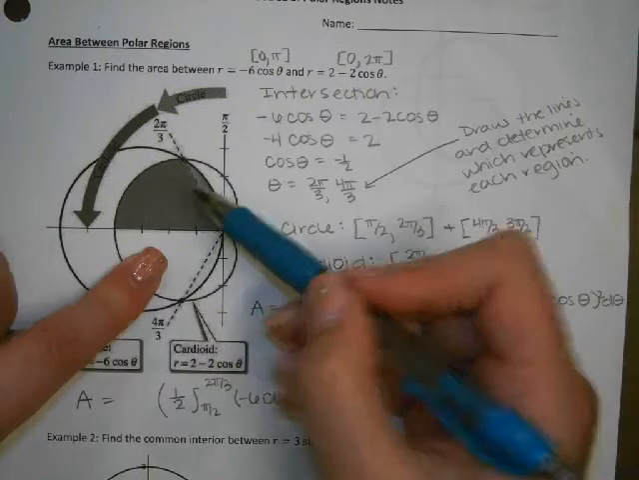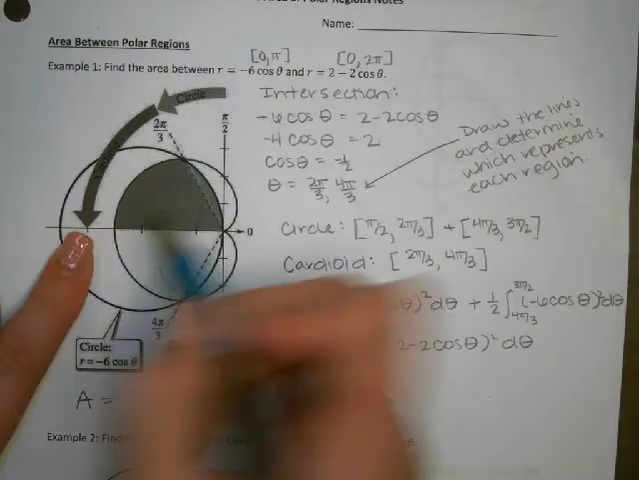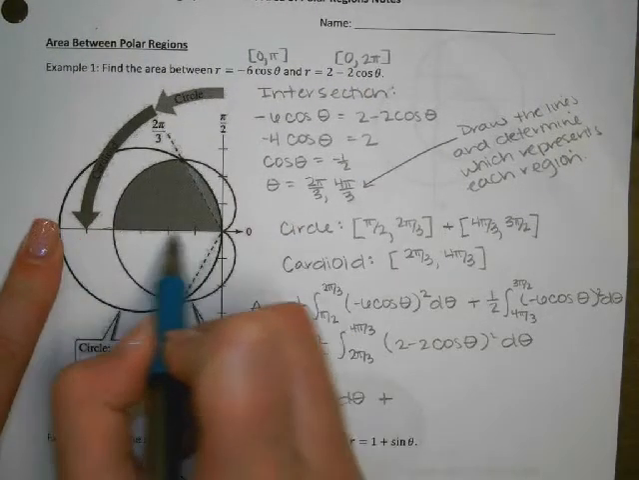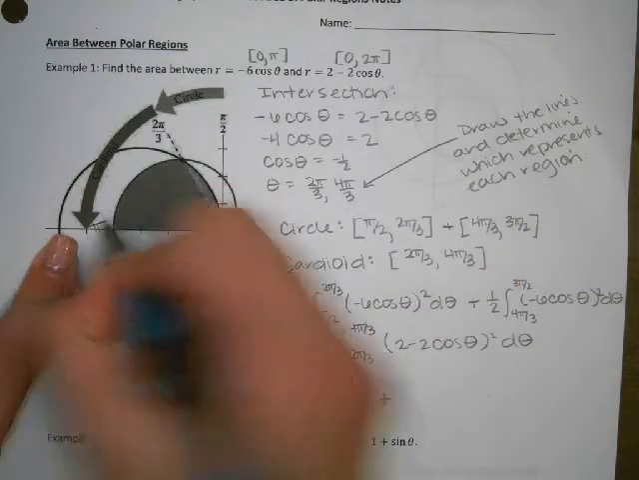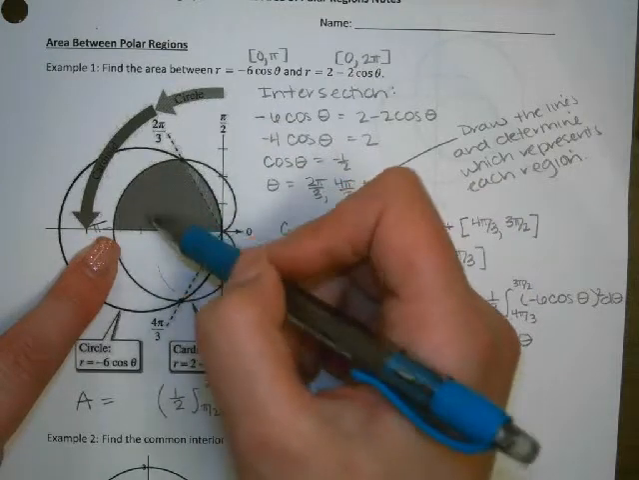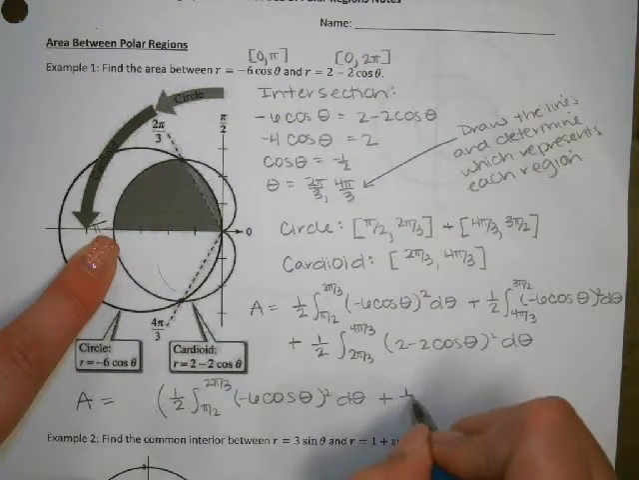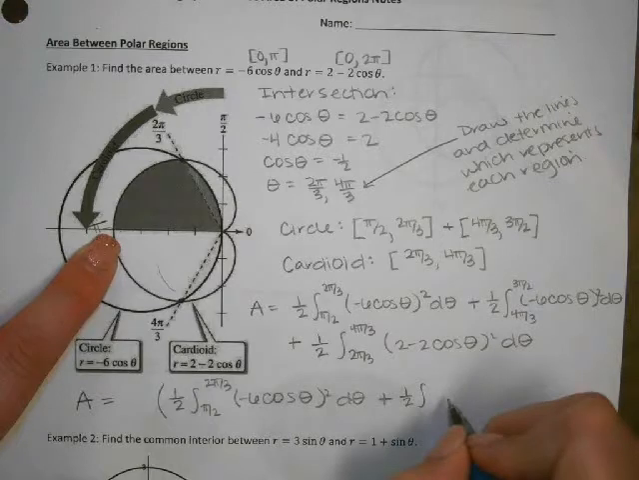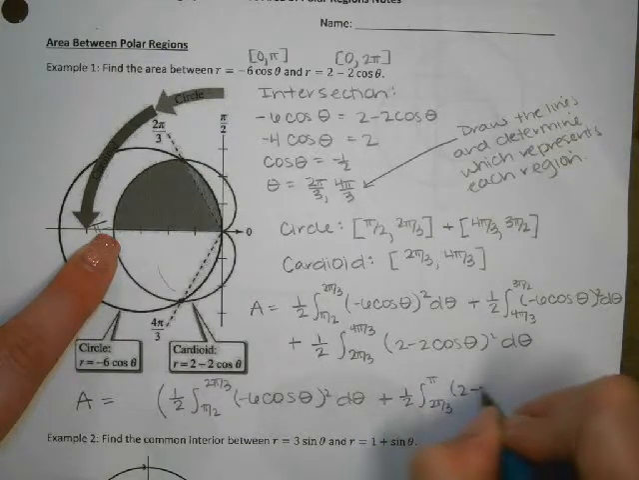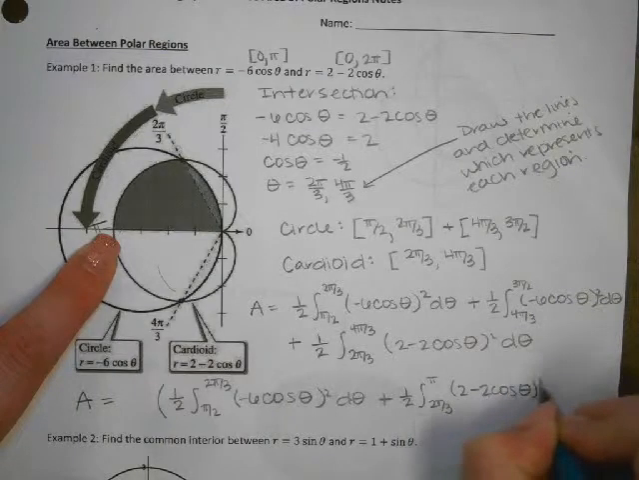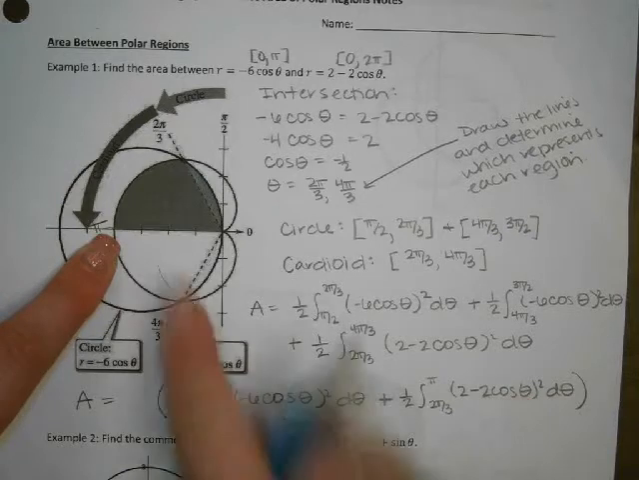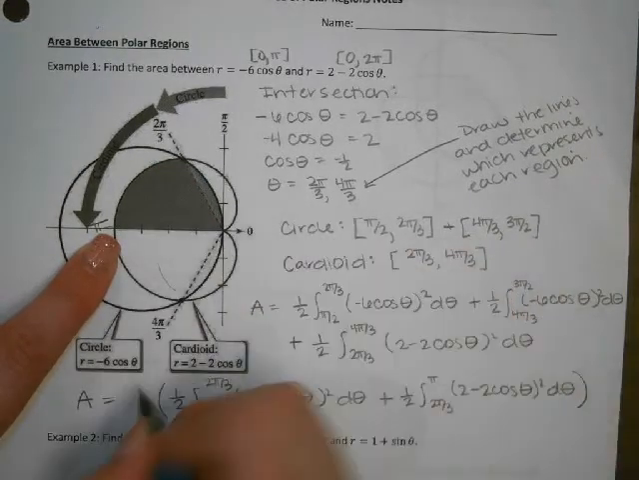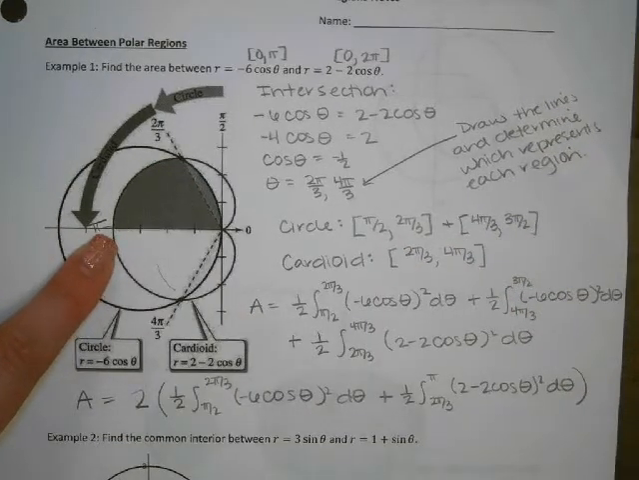And then the cardioid is this whole thing, but we could also break it up right here. And we could say if we use 2 pi thirds to pi of the cardioid, that would be just this shaded region right here. So I type that 2 pi thirds to pi, and that's the shaded region that you can see right here, and if I want the whole thing, I'm just going to double that.